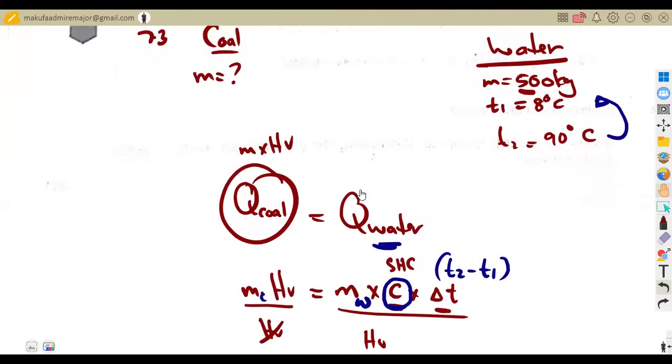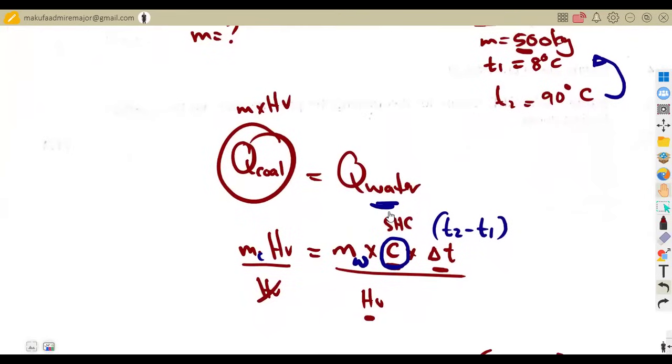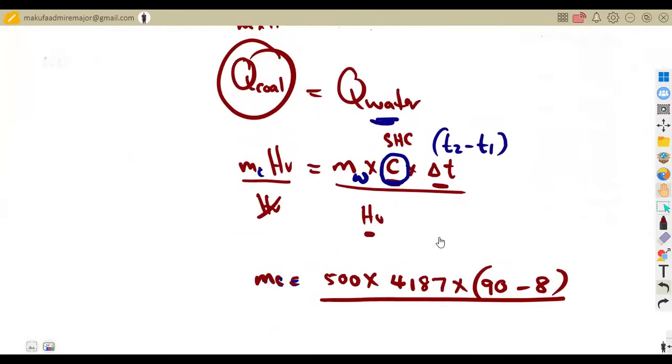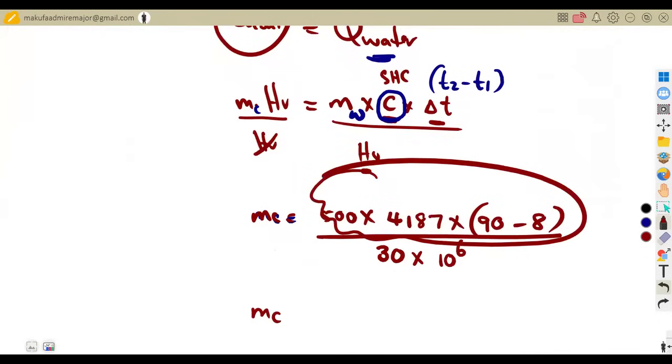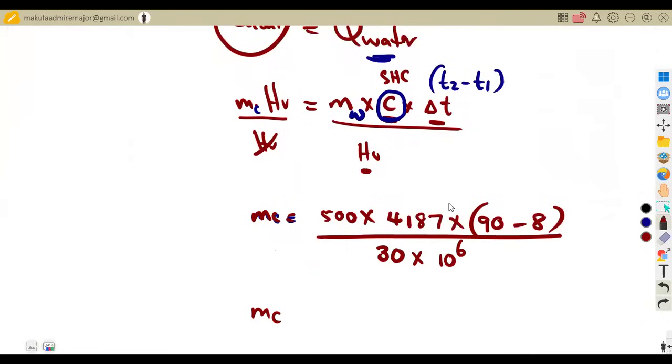From your information sheet, again, we are given that value. The heat value of coal is given as 30 megajoules per kilogram, that is 30 times 10 to the exponent of 6. So this is going to give us the mass of coal. This is the heat from water divided by the heat value of coal. We just made this the subject.